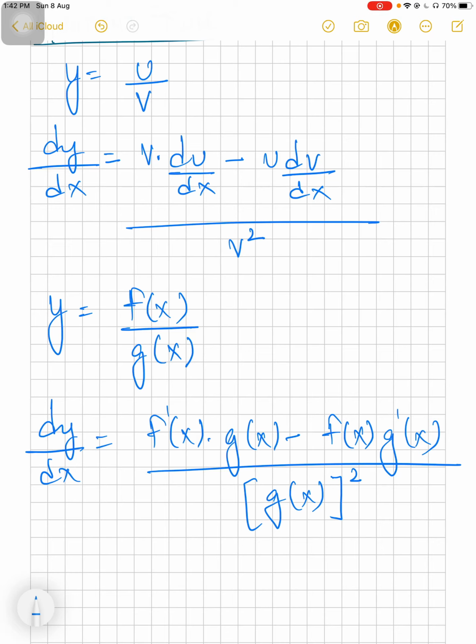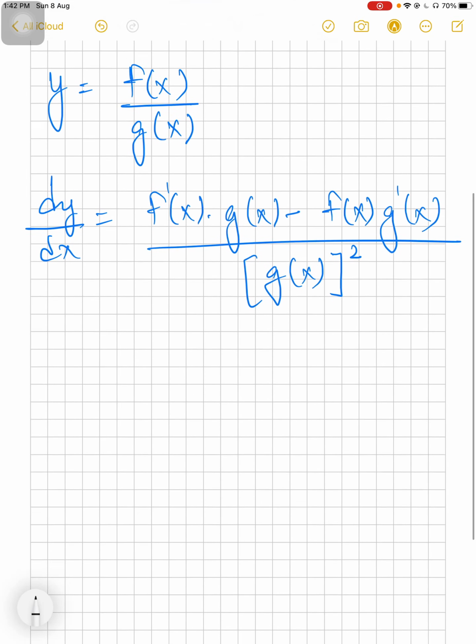So you have the derivative for the function, which is nothing but denominator times derivative of the numerator, which is f dash of x here, minus numerator, which is f of x, times the derivative of denominator, which is g dash of x, divided by denominator square.